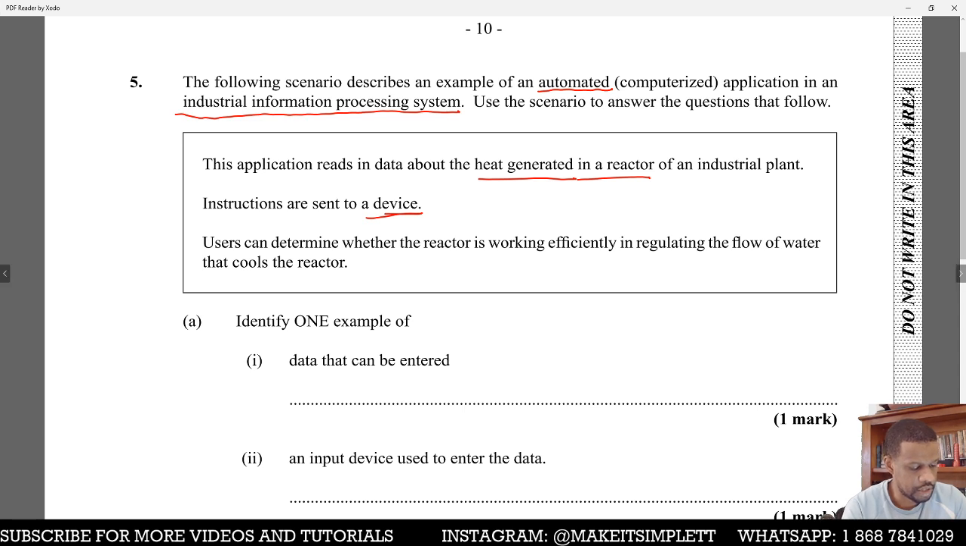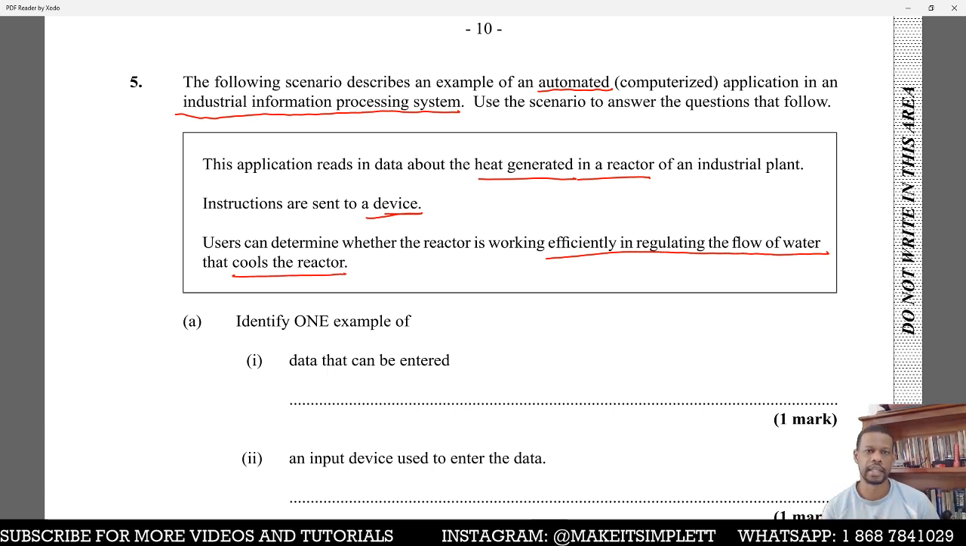And then users are to determine if it's working efficiently in regulating the flow of water to cool the reactor. So if you get into the scenario, you're thinking, all right, there is a plant or something where it's generating heat. And in order for the things to stay cool, they're running water past it. That's like how, if you want to get something cool, you put it in a fridge. Or you can rest it in a river. And when you rest it in the river, the water keeps passing and it will end up being cool.